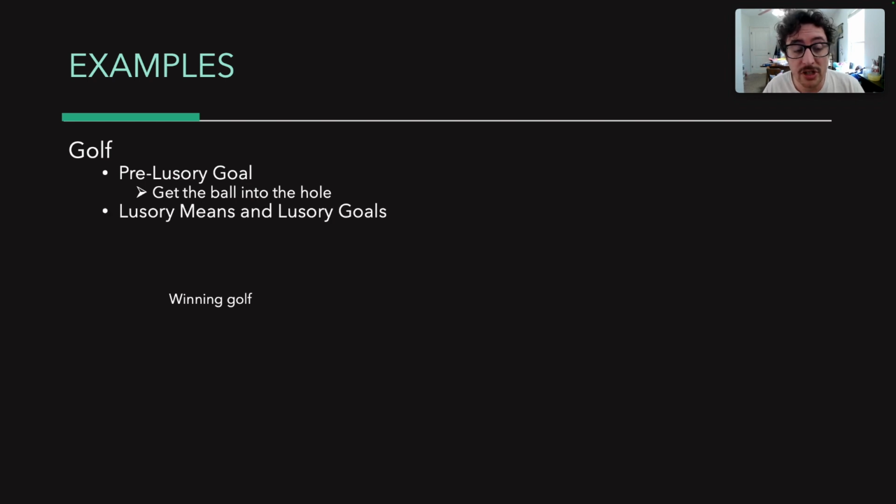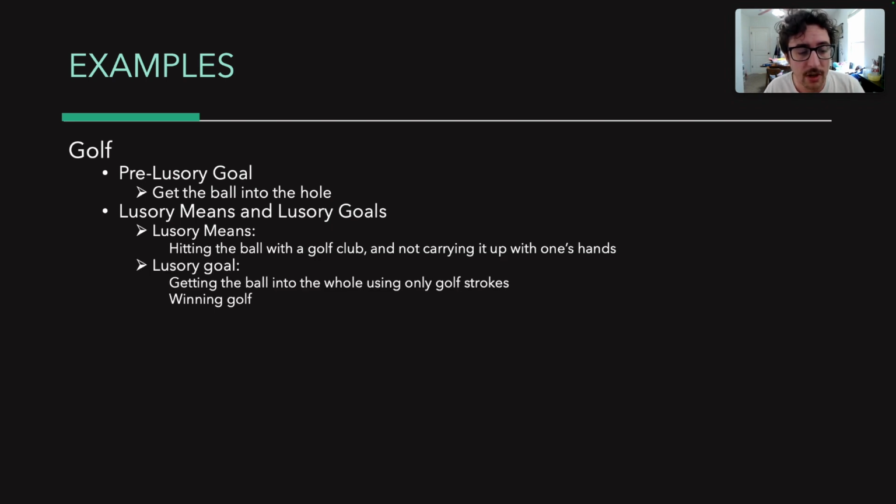But then we have the illusory means and the illusory goals. So the illusory means: hitting the ball with a golf club and not carrying it up with one's hands. The illusory goal is getting the ball into the hole using only golf strokes. So notice this illusory goal makes reference to the idea of a golf stroke. But you can't understand what a golf stroke is without understanding the rules of golf. All right? Picking up the ball and chucking it, that goes against the rules, and so that's not a golf stroke. And so this goal can only be understood in reference to the actual rules of the game.